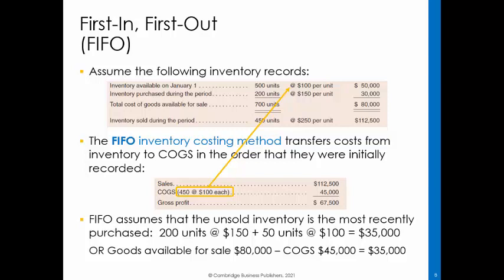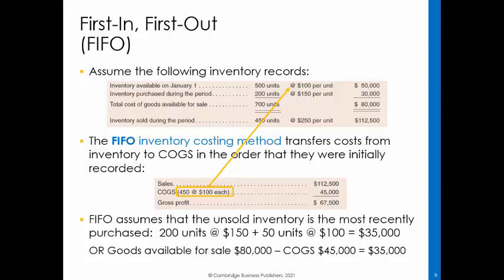This slide illustrates the FIFO costing method. The company begins the period with 500 units of inventory that were purchased or manufactured for $50,000 or $100 each. During the period, the company purchased or manufactured an additional 200 units costing $30,000. The total cost of goods available for sale for this period is $80,000. The company sold 400 units during the period at $250 per unit for total sales of $112,500.